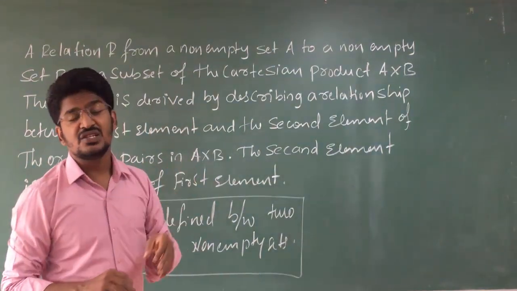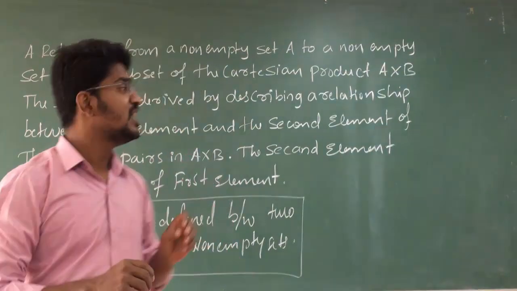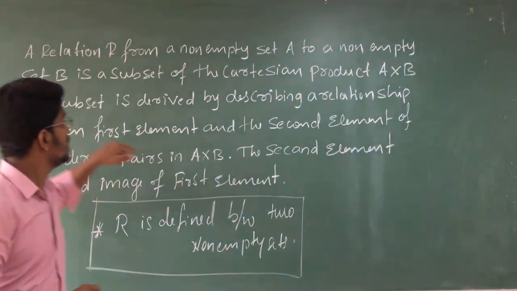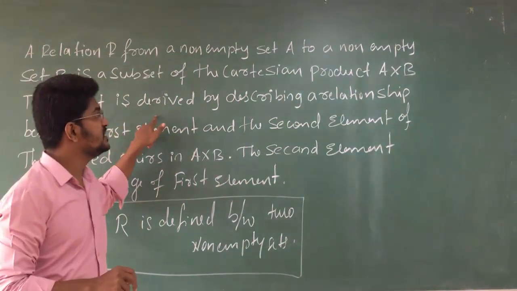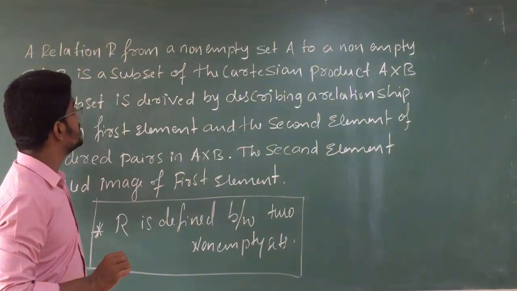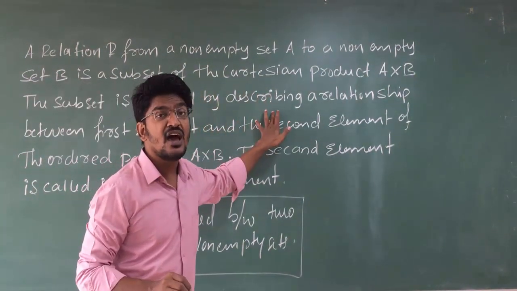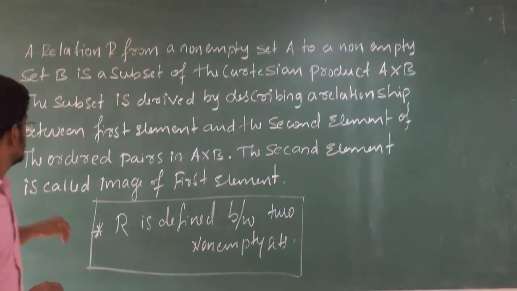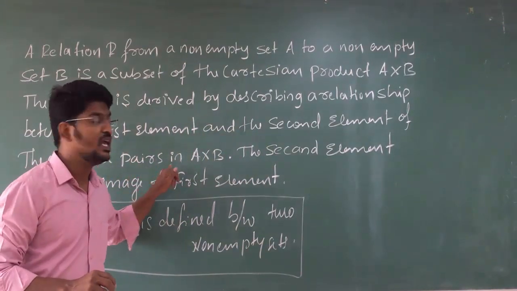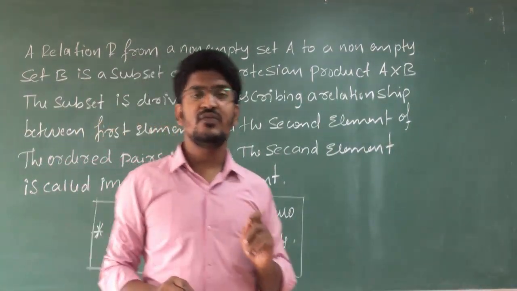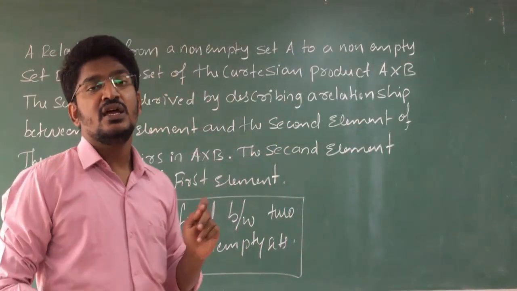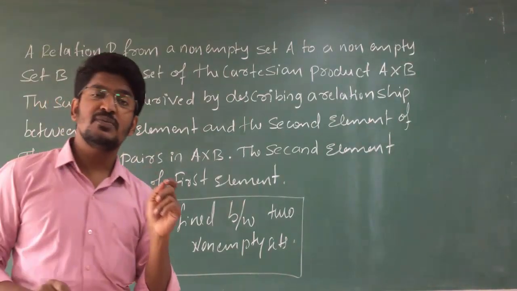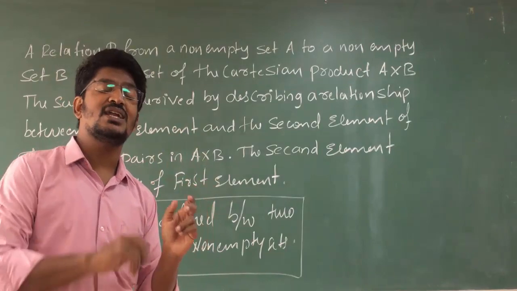As I said, relation is a subset of Cartesian product. That's the same thing we are telling here. Clear? Is a subset of Cartesian product A cross B. The subset is derived. Please understand this. The subset is derived by describing a relationship between first element and the second element of the ordered pairs in A cross B. Clear? Whenever you are defining a relation, it should be a subset of Cartesian product, and as well as there must be a relationship between the first element and the second element.